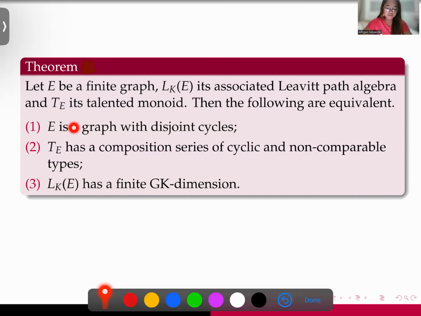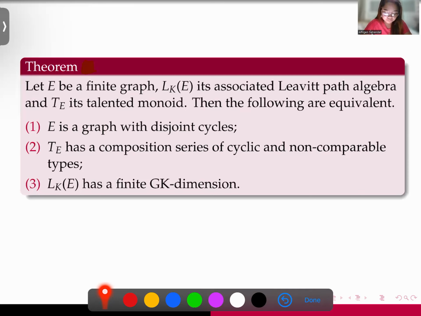So you see here, in the first one, I'm just repeating myself, we are looking at the geometry of the graph. The second one, the monoid structure through the composition series. And the last one, the algebraic structure through the Gelfand-Kirillov dimension. Okay, so a natural question to ask after this characterization is: you have now related the talented monoid composition series with the Gelfand-Kirillov dimension, and Zelmanov and others have provided a wonderful formula for the Gelfand-Kirillov dimension solely looking at the geometry of the graph. Is there also a way to compute the Gelfand-Kirillov dimension by looking at the talented monoid but not the geometry of the graph?